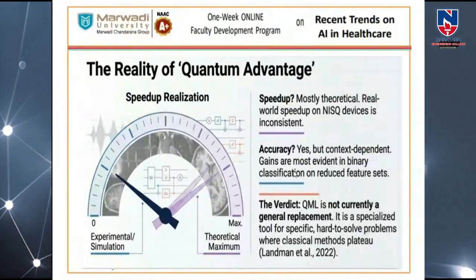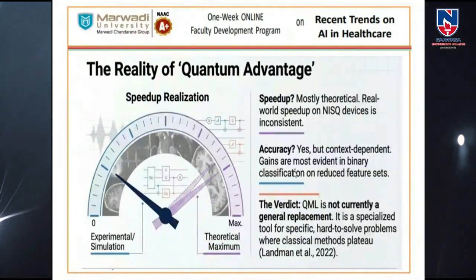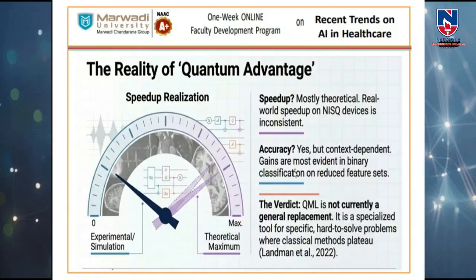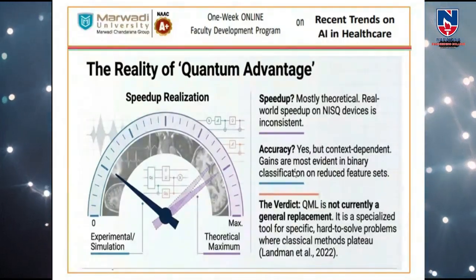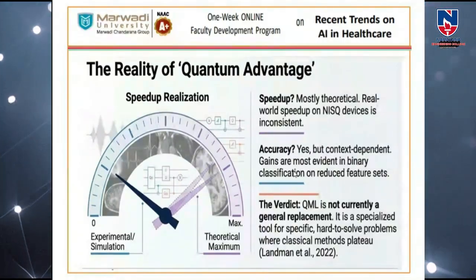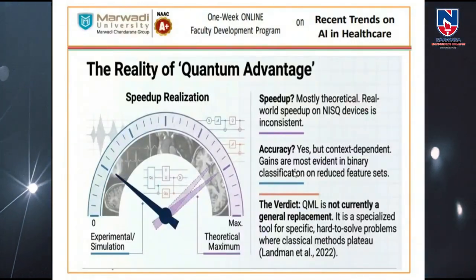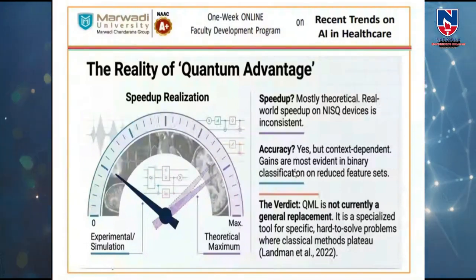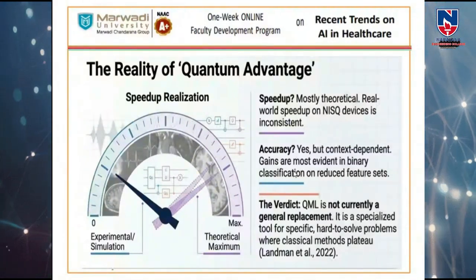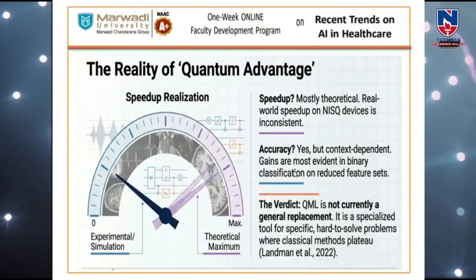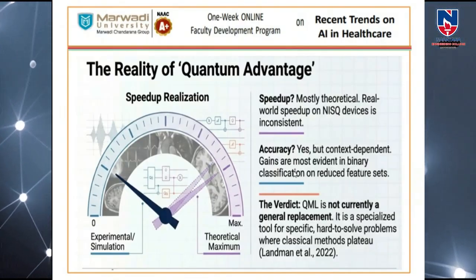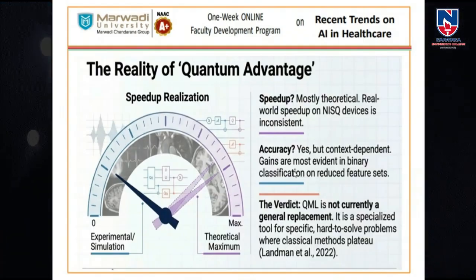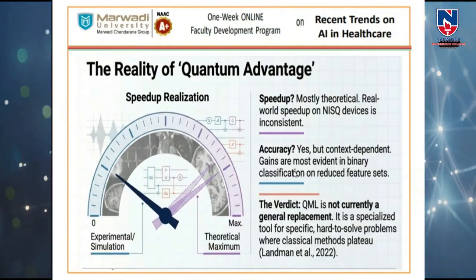See here, if you see the diagram, the left side is the experimental simulation and the last one is the theoretical maximum. In the slides I tried to map the colors. Theoretically, people are claiming very good results in terms of speed and accuracy. However, as far as simulation is concerned, it's around only 20%, but theoretically it's climbing to around 80%.